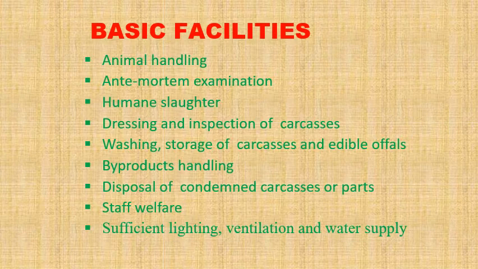Then there is a requirement of byproducts handling, where the edible byproducts will be handled or processed properly and non-edible byproducts will be processed for different purpose, or they should be sent to proper marketing or trading. Then disposal of condemned carcasses or parts, that is all the condemned carcasses, dead animals or other parts, they should be properly stored or properly handled or properly processed in rendering unit. Then staff welfare, which includes all the amenities for the workers, I am going to discuss in details later. And then sufficient lighting, ventilation and water supply. These are some of the important facilities to be provided in an abattoir.